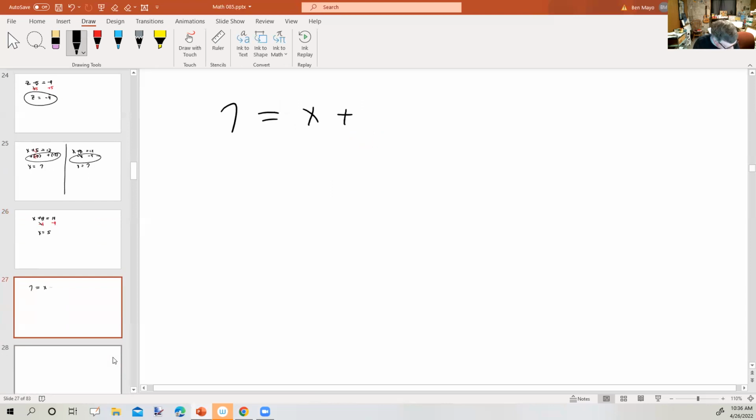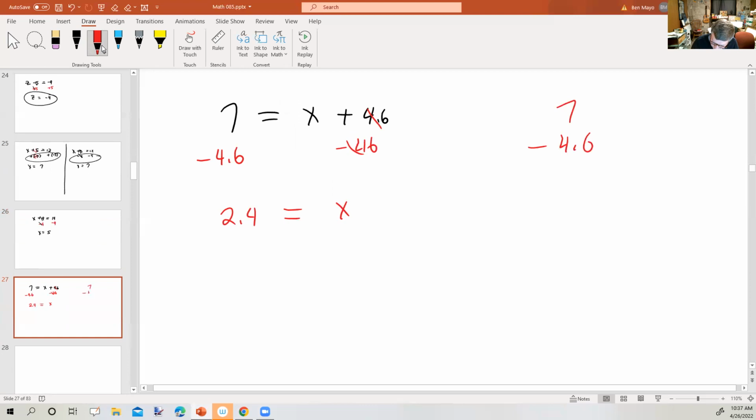7 equals x plus 4.6. So I'm going to subtract 4.6 from both sides of the equation. And that's going to give me what? 2.4, 7 minus 4.6. We borrow and carry, that's a 4, 2.4.